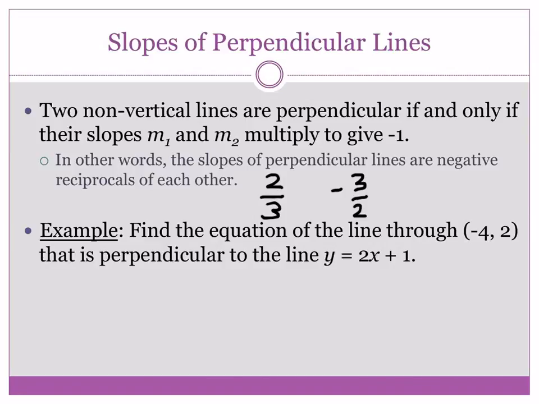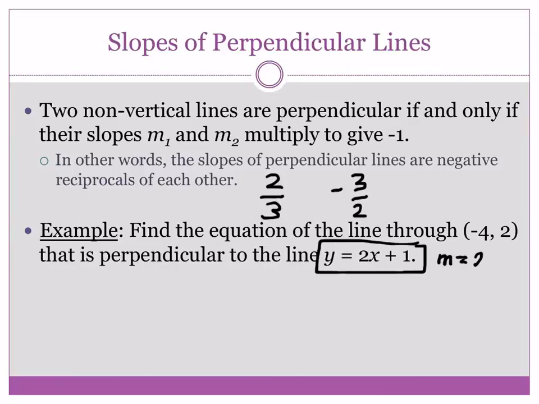Okay, so we're going to do an example. It says to find the equation of the line through the point negative 4, 2, that is perpendicular to the line y equals 2x plus 1. So let's start with this line. This line has a slope. What is the slope of this line?